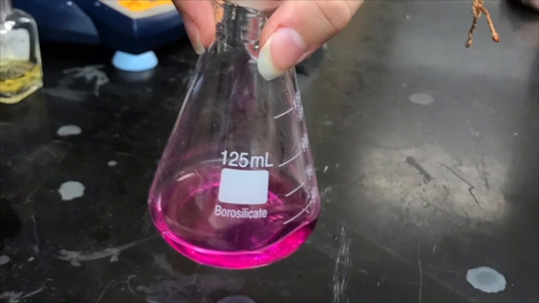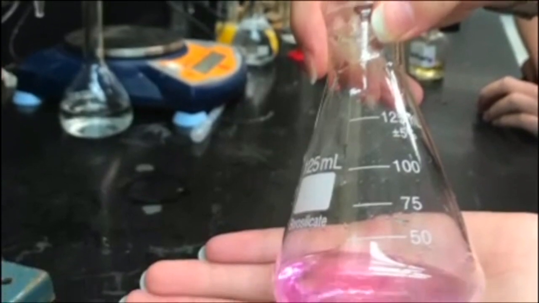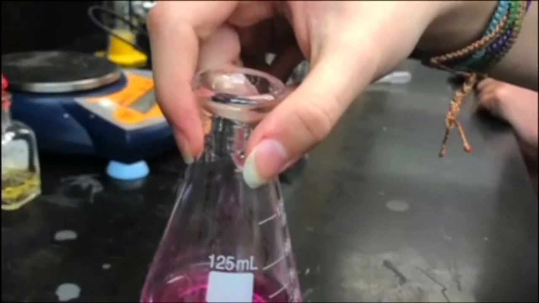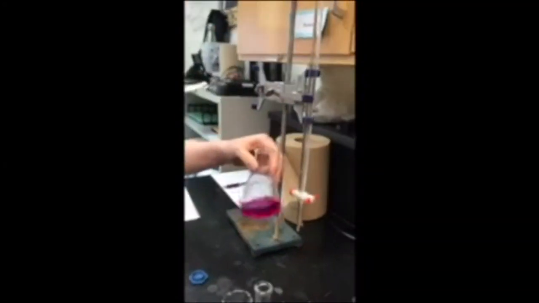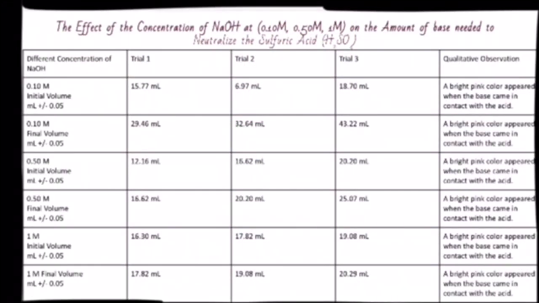Repeat the steps in order to have 2 more trials for the 0.10 molarity. Repeat the process using 20 milliliters of sodium hydroxide to dilute it to a 0.50 molarity. Then use 40 milliliters of sodium hydroxide for the 1 molarity solution. We did different concentrations of sodium hydroxide, which are 0.10 molarity, 0.50 molarity, and 1 molarity, with uncertainty of plus or minus 0.05 milliliters. We did 3 trials to get the initial volumes and the final volumes for each molarity.